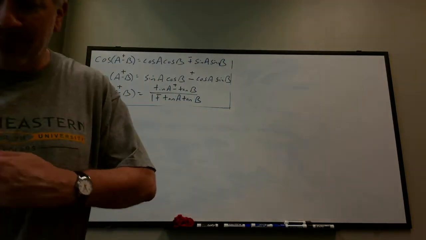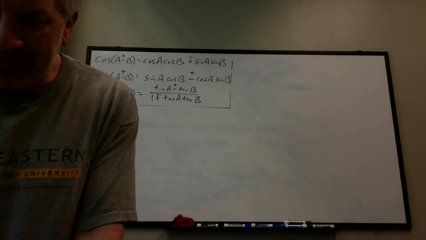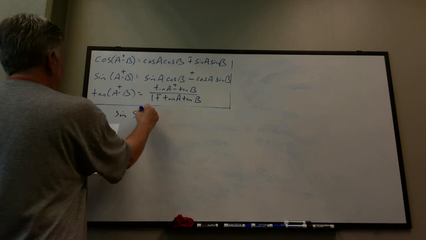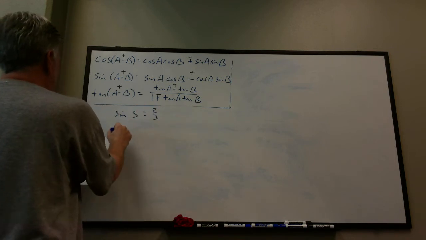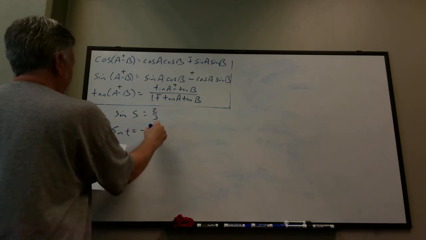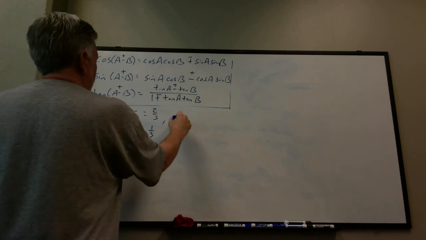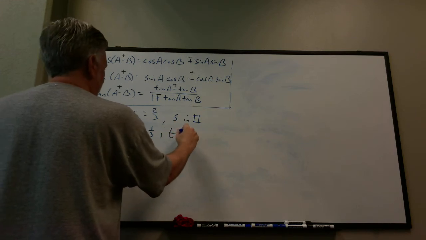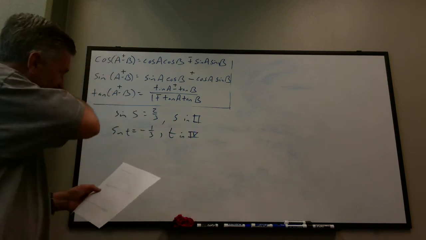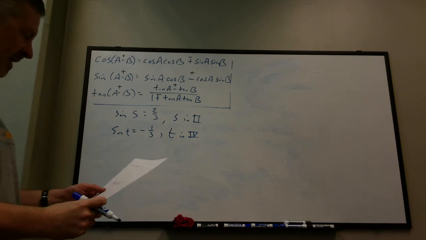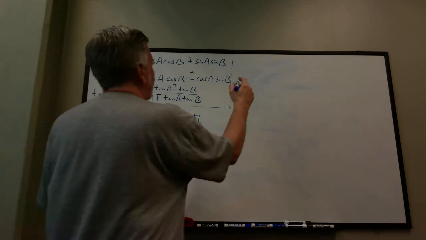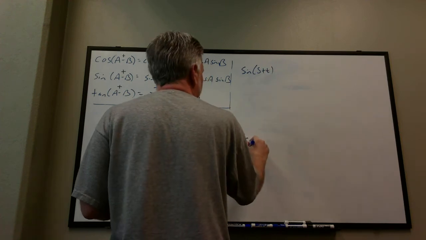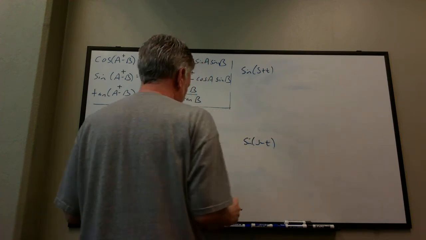The next problem, they give you information about S and T, so let's write that down. It says sine of S is 2/3. It says sine of T is negative 1/3. S is in the second quadrant. T is in the fourth quadrant. Okay, so that's the information that's given. And they want us to find sine of S plus T, and then find sine of S minus T.